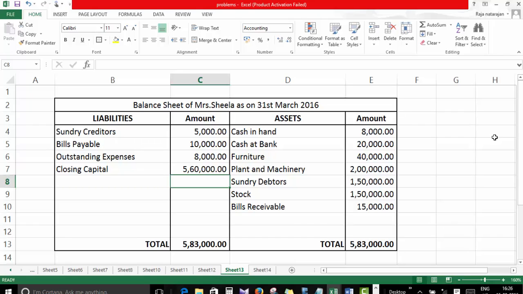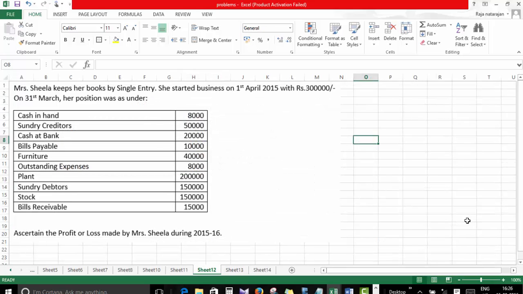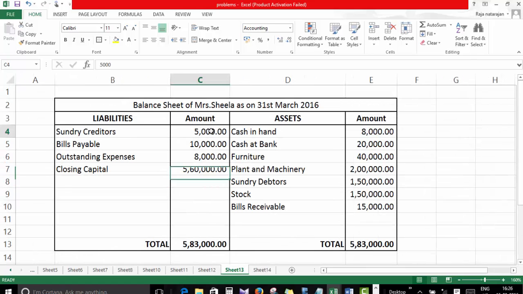So let's check its correctness. I'm a little skeptical about its correctness. Let's go back to the question and check whether we have taken things correctly. Look at here, the sundry creditors is 50,000, but what I have typed here is 5,000. Let me change that. It is going to be 50,000. Now I'm getting the closing capital, which is the balancing figure, as 5,15,000.